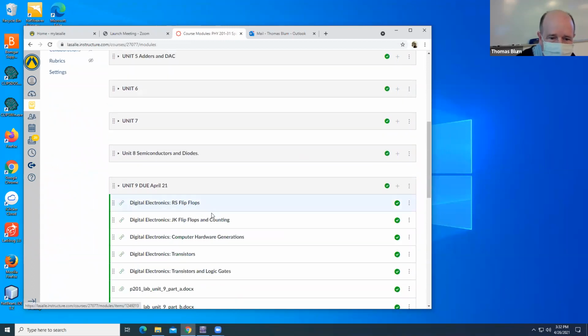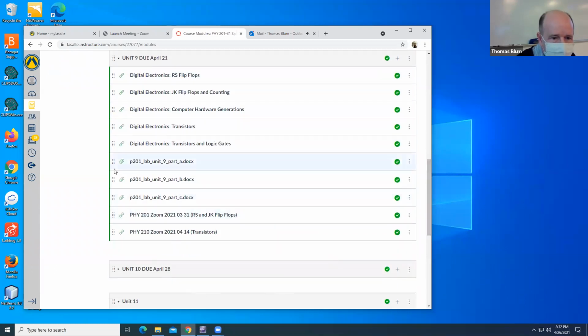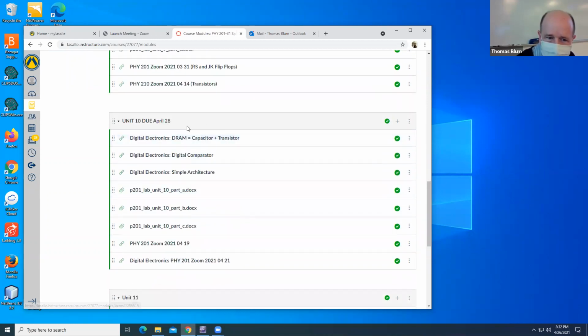So it's unit 9, which is flip-flops and counting, and something on hardware generations and transistors and logic gates made out of transistors and sometimes diodes. And 10 is combining a capacitor and a transistor to make DRAM, the digital comparator circuit. So you're comparing one 4-bit word to another 4-bit word and deciding if the words are equal, or if the first word is greater than the second word, if those words are unsigned integers, if they're positive numbers.